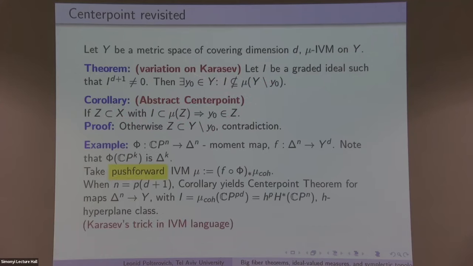From this, Karasyov, in a rather fantastic way, deduced this center point theorem in combinatorial geometry. So he used the moment map. Okay. So he argued like this. I mean, he used different language, but what we're doing is basically a translation of this trick into this language. So consider the moment map from CPN to delta L.